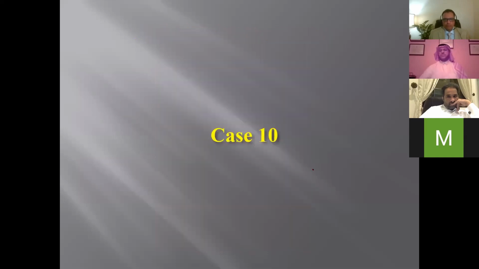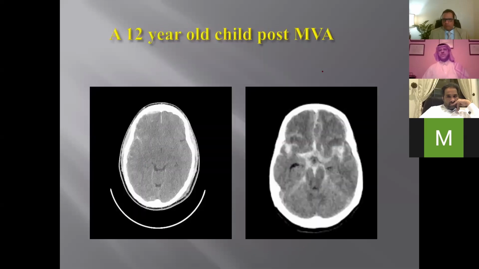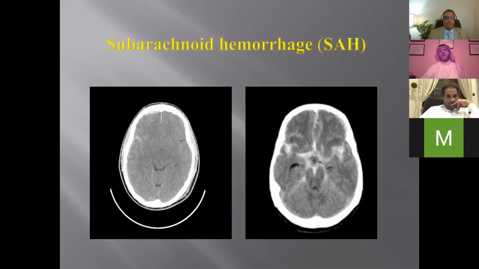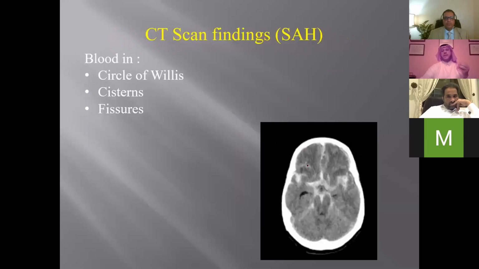Okay, so let's go to the last case, I think, case 10. This is a 12-year-old child, post-MVA. You decided to do CT scan for him. The patient was sick and GCS is low. You intubate the patient already and send the patient to CT scan, and CT scan shows this. So what you see here, yes, there's a bleed. This is typical for subarachnoid hemorrhage. And why did I bring these films? Because I want to show you the CT scan findings for subarachnoid hemorrhage.